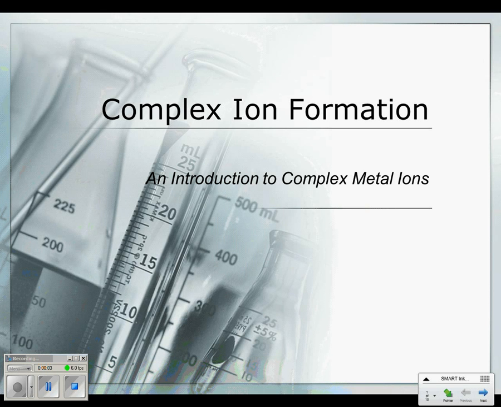Alrighty, so complex ion formation relates to coordination compounds, and coordination compounds are a complex structure. They really involve transition metal ions, which are typically colored and often paramagnetic, which means that there are unpaired electrons in the orbitals, and this creates a magnetic field. And then it causes some differences in orbital configuration with electron configuration.